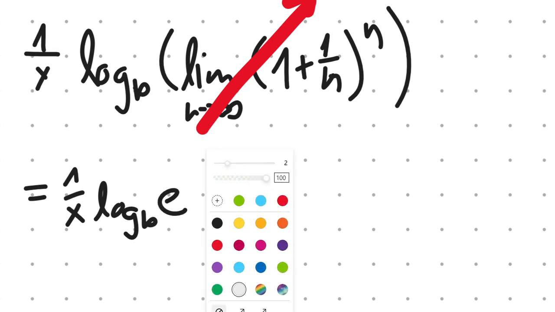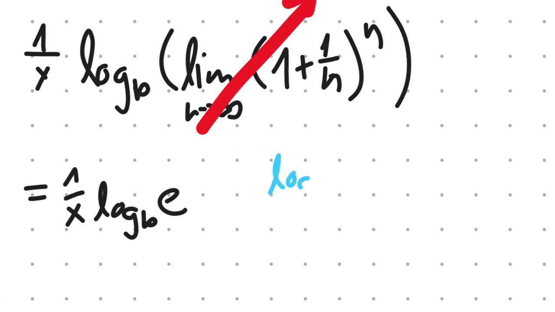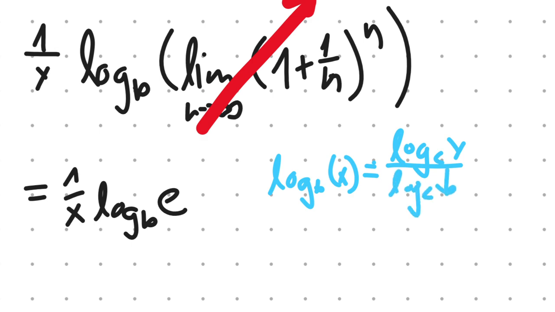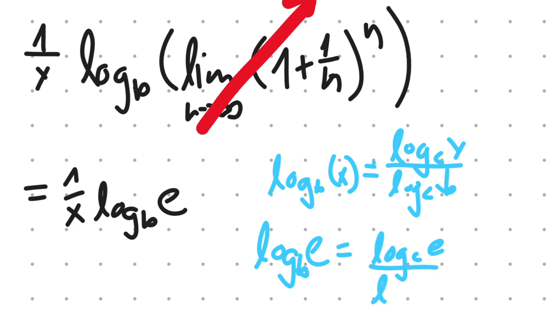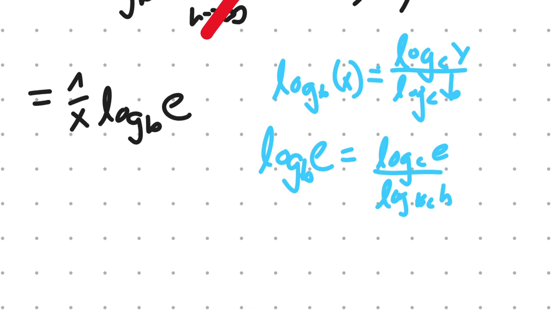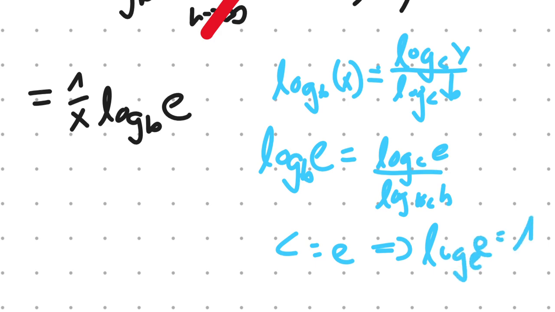Now, another property of a logarithm states that we can write a logarithm in base b of x as the logarithm in base c of x divided by the logarithm in base c of b. So the question is to ask which number for c we should add in. So for this one, I would get the logarithm in base b of e, which is equal to the logarithm in base c of e divided by the logarithm in base c of b. c should be exactly e.